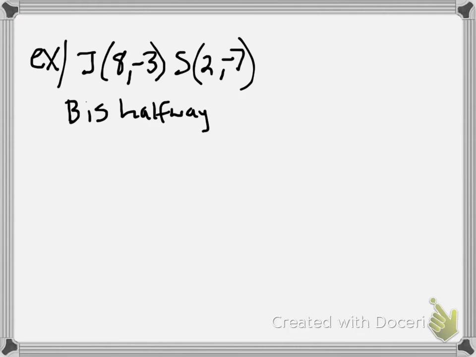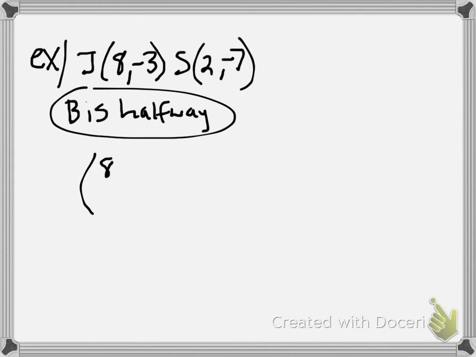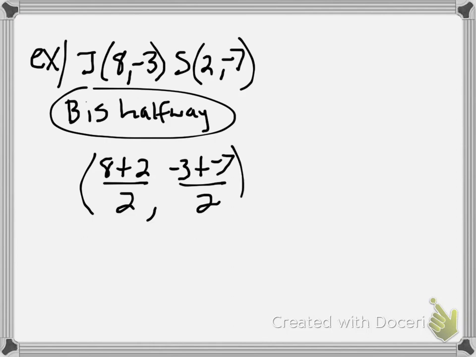Well, again, the first person is one of our endpoints, the other person's our other endpoint. Bill is our midpoint. So again, all we have to do is just add our two x's and divide by 2. That's the x value of my coordinate. And do the same thing with my y. So I'm going to add my two y values. So negative 3 plus negative 7 divided by 2. And this will give me Bill's location.